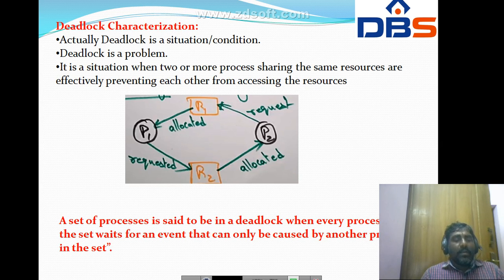Simply, the technical definition of deadlock is: a set of processes is said to be in a deadlock situation when every process in the set waits for an event that can only be caused by another process in the set. For example, if a process is waiting for a particular resource, and that resource is being utilized by some other process, this situation we can call a deadlock.